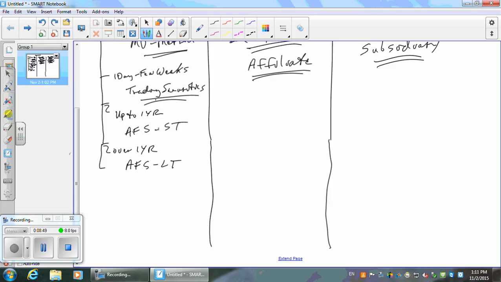What if I own between 20 and 50%? I'm going to debit what? Investment affiliate, probably with the company name. Investment affiliate XYZ company. Okay. What if I buy more than 50% of it? Debit investment subsidiary dash XYZ company. All right, guys? So we know all of that.